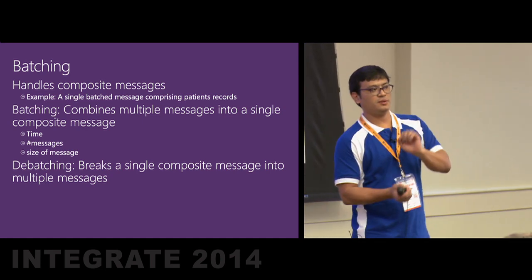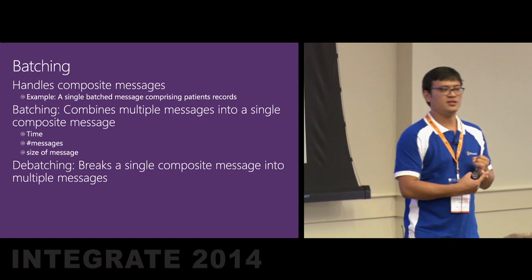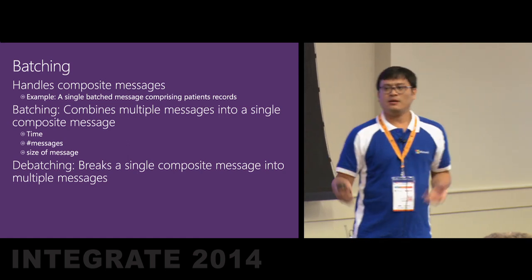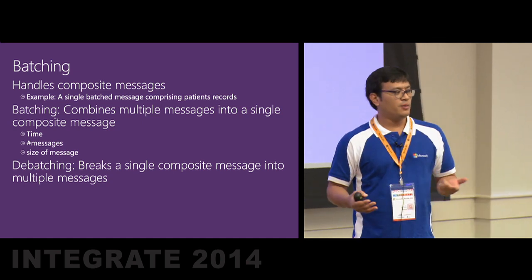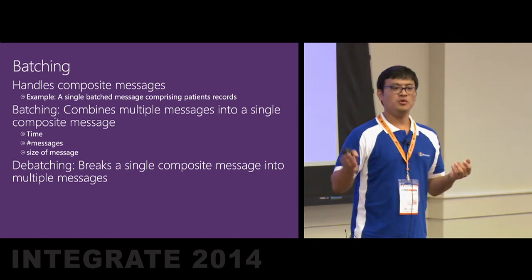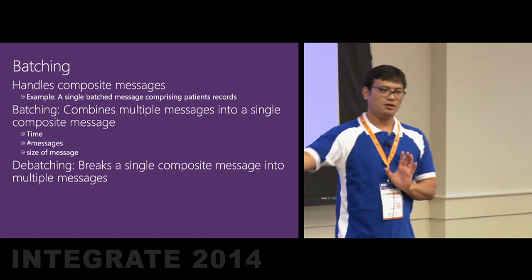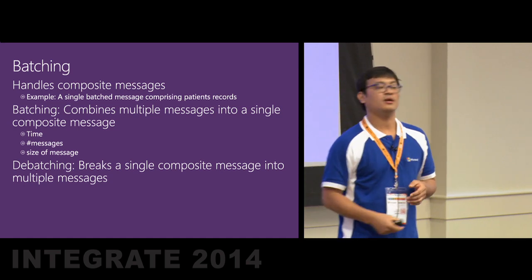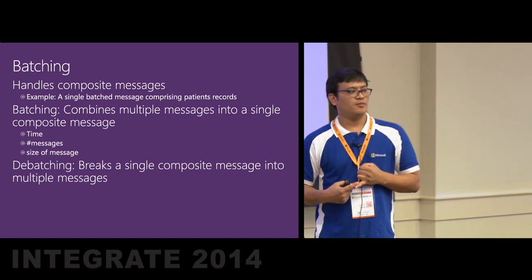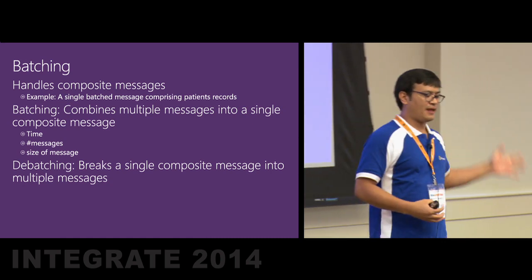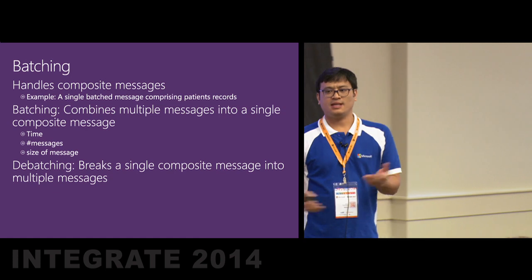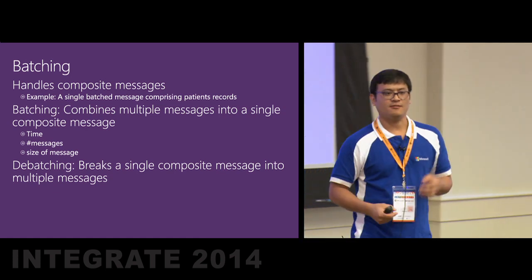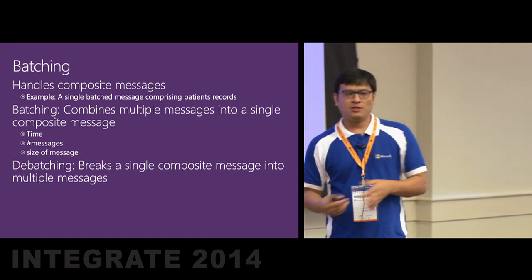Now there could be various criteria on which you want to create that batch. It could be based on time. For instance, we want to say it doesn't matter how many messages or how big a message I'm handling, but I want to make sure that every 2 hours, if I have a message, just send it out, right? Create a batch and send it out. Or it could be based on the number of messages. So if you have a flurry of messages coming in, you don't want to create a batch, for instance, that has more than like 100 messages, right? Or it could be based on the size of messages.